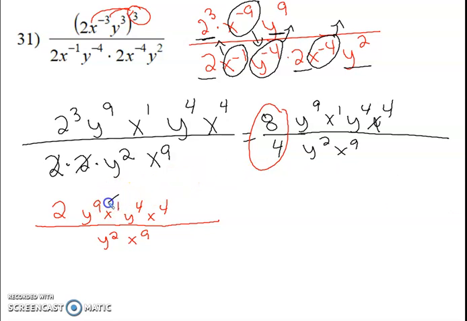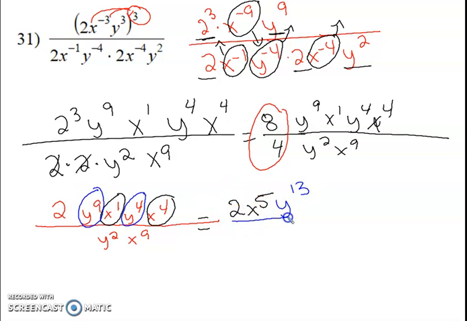Let's start with my x's. X to the 1, x to the 4 becomes 2 times x to the 5th. And then I can do my y's. Y to the 4th and y to the 9th becomes y to the 13th, all over. And on the bottom, I just have x to the 9th, y squared. I haven't changed anything. I've just added.